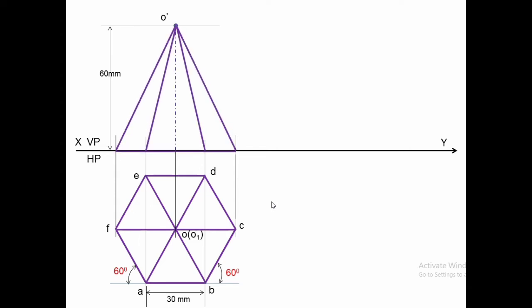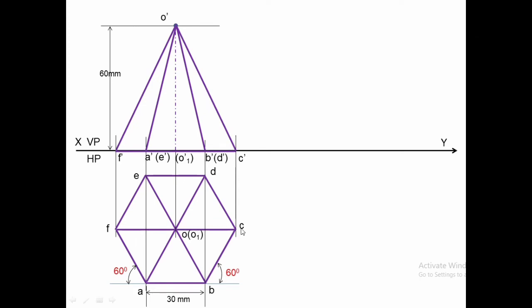Draw the slant edges from all the corners, name it. You got F here, A is seen, E is not seen, B is seen, D is not seen. So within bracket, and C is a corner. This is the first initial position of a regular hexagonal pyramid where one of the slant edges is lying on HP.